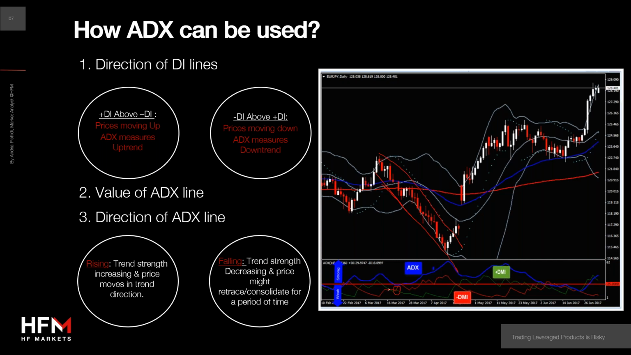Okay. What does that mean? Can anyone reply to me? Does it mean that bulls or bears are in control? What does it mean if the minus DI line, so the red, is above the green? What I said earlier.